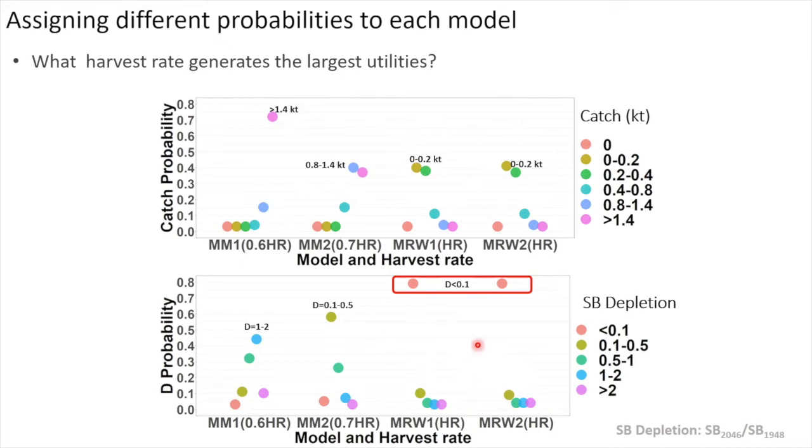In the second plot, I illustrate the level of depletion of spawning biomass generated by each model. Here also the models MM1 and MM2 have larger probabilities of generating less depleted biomass in comparison to model MRW. These models, MRW1 and MRW2, keep the spawning biomass at very low levels, with depletion values less than 0.1 in most of the simulations.